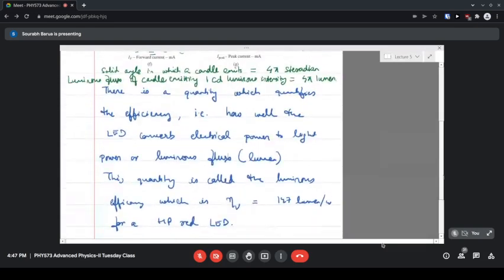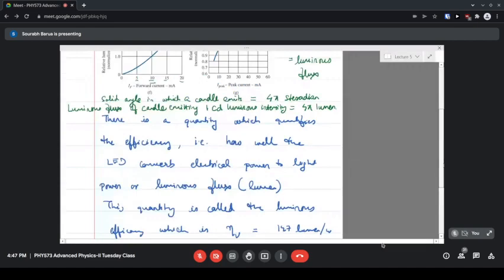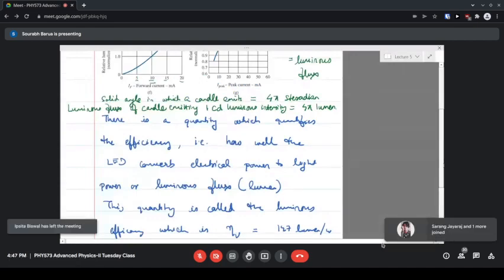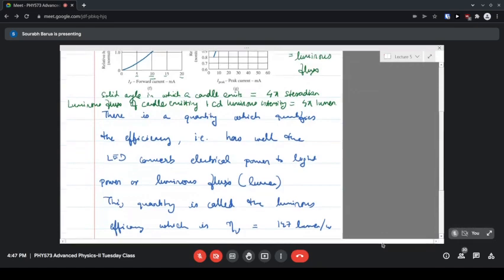Okay, so that is basically that the light intensity from the LED will not increase continuously, but it will flatten off after some value of current.